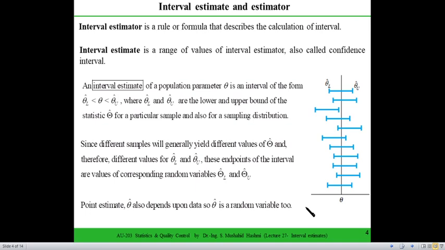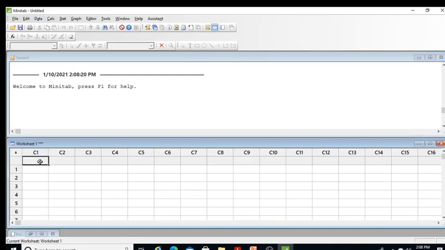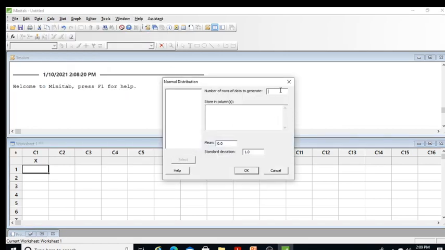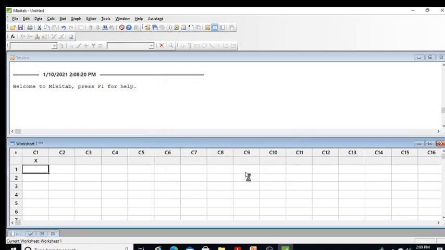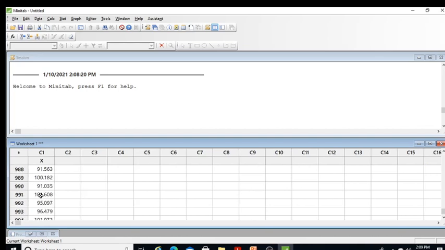I'm trying to open Minitab now. So in Minitab, let's say we first generate some data. We call it X, the population, and we calculate random data from a normal distribution. Let's say this time I generate 1000 rows, stored in column 1. Let's say my mean value is 100 and my standard deviation is 5. So once I do that, I can see that I have generated 1000 rows here where the mean value is 100.